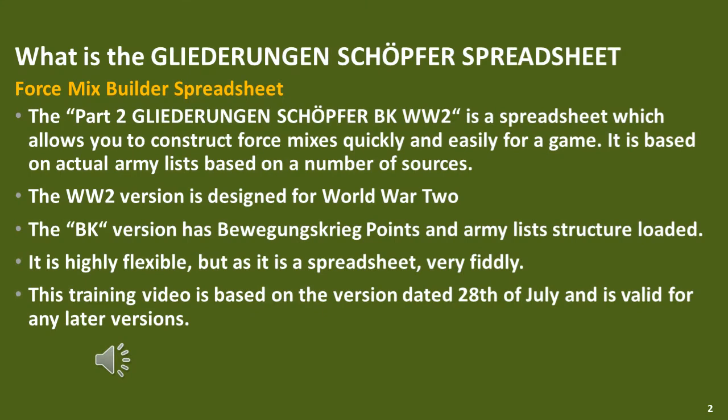What is the Organisation Builder spreadsheet? The spreadsheet is designed for a wide range of periods and rules. This is dependent on the dataset loaded into it. In this case, we'll be showing you Bewegungskrieg for World War II. Bewegungskrieg is a reformatted version of LWRS, or Lightning War Red Storm, and it is basically identical. The Force Builder spreadsheet can also be used for the original LWRS rules as well, with no modification. Both Bewegungskrieg and LWRS are exactly the same set of rules. The only difference is Bewegungskrieg is reformatted and there's a few optional rules built into it to fill gaps.